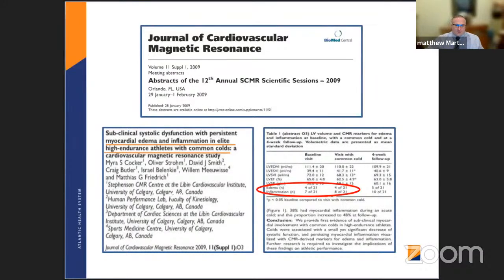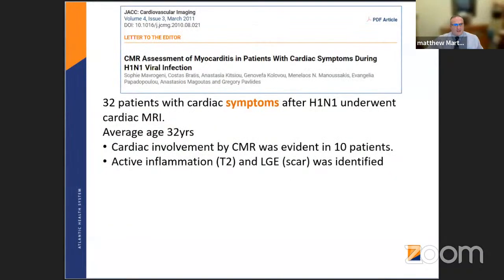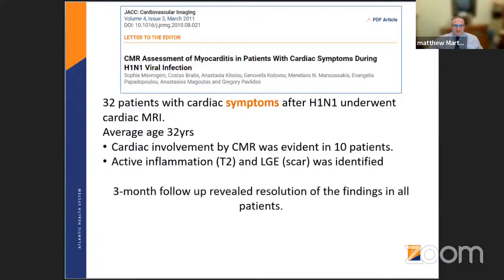So if you look for it without a specific need or an intermediate pretest probability, you're going to find something because of the high sensitivity of MRI. 32 patients with cardiac symptoms a few years later in 2011 with H1N1, they found the same. Cardiac MRI, active inflammation, late gadolinium scar was identified in 10 of 32, but at 3 months, all was resolved. So is it really important to do an MRI that quickly in a group that's probably going to do very well?